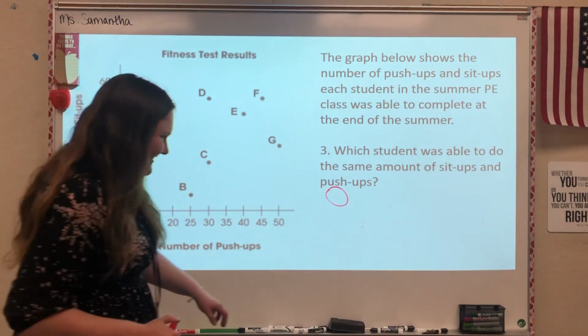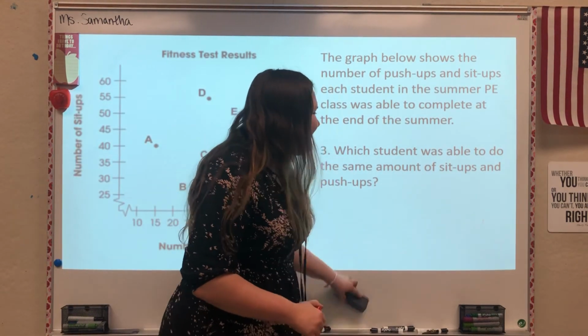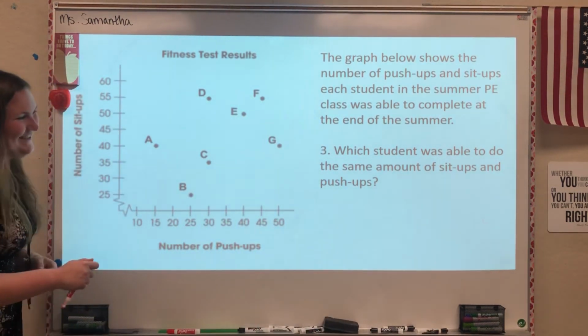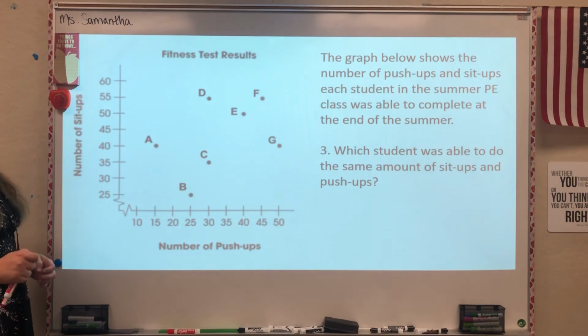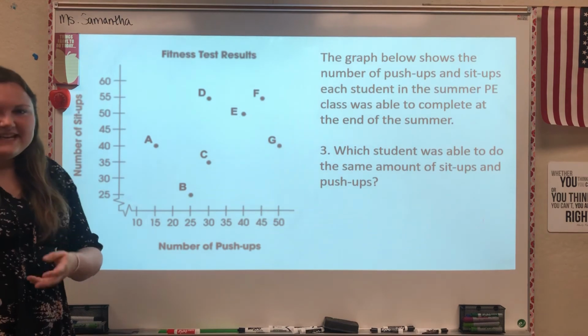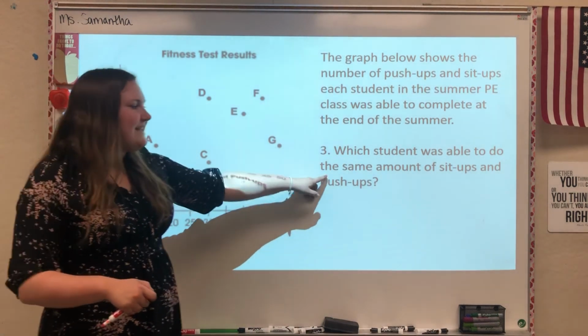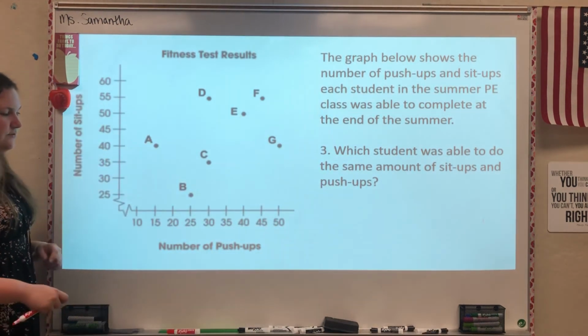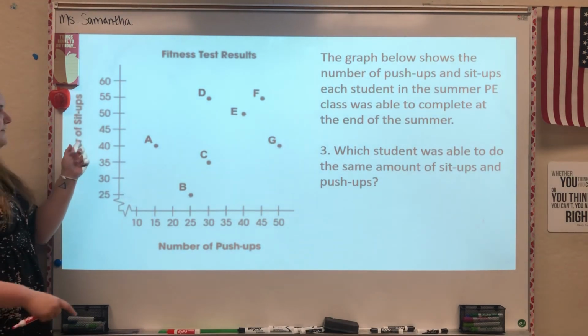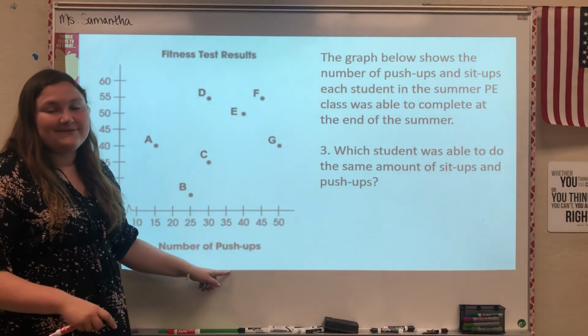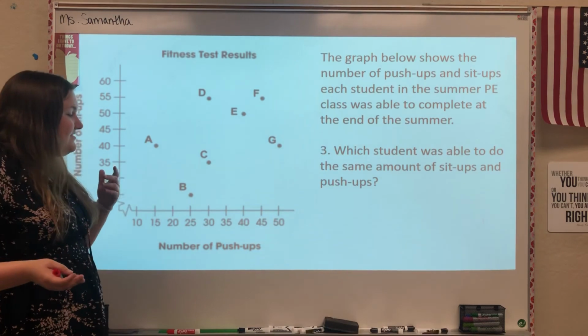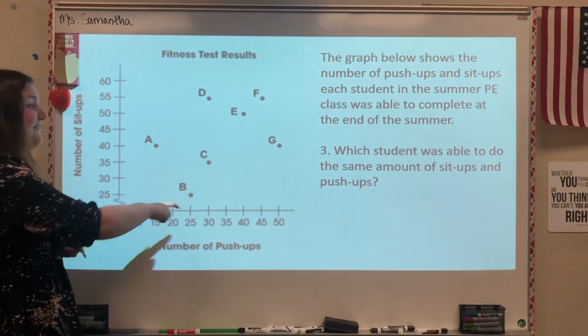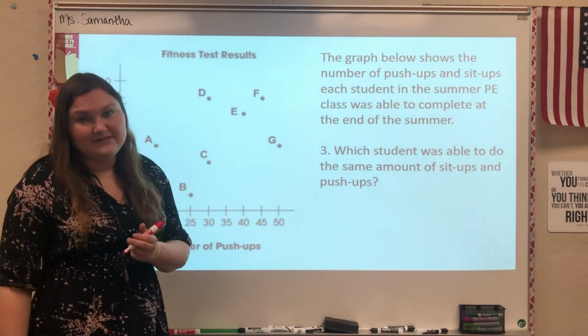Nope, there was one last one. The last question for this is which student was able to do the same amount of sit-ups and push-ups? Sometimes in class this one could take a little longer. They're just asking you out of all these students, which one did the same amount of sit-ups as push-ups? My best advice for this is just start checking, right? If you check every single one of these students, you're going to figure out which student it is.